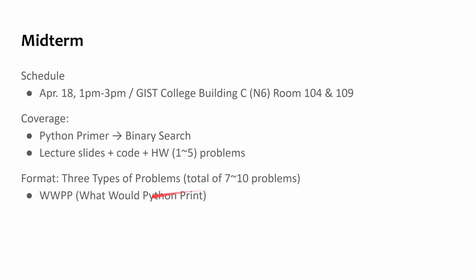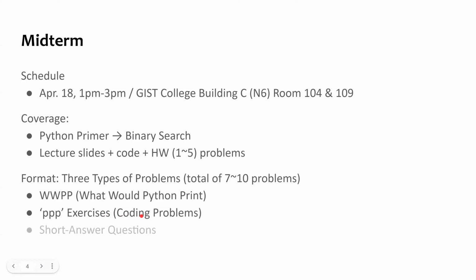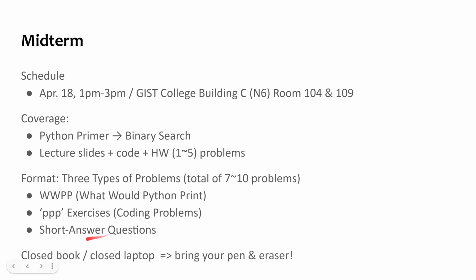The first type of problems is WWPP, what would Python print? And PPP exercises. So it's going to be just general coding problems and short answer questions. And you can refer to the last year's midterm. You can go to the website. It is closed book, closed laptop. So just bring your pen and eraser. That's all you need. Do not bring any books or laptops.